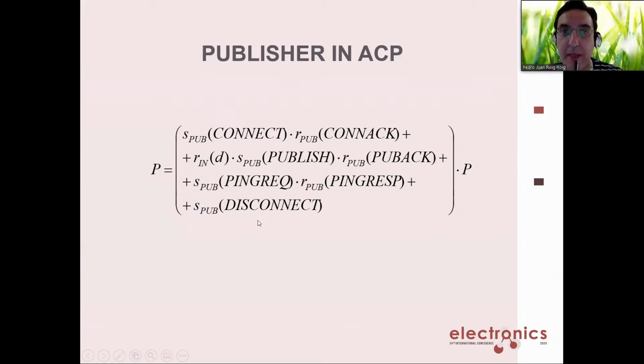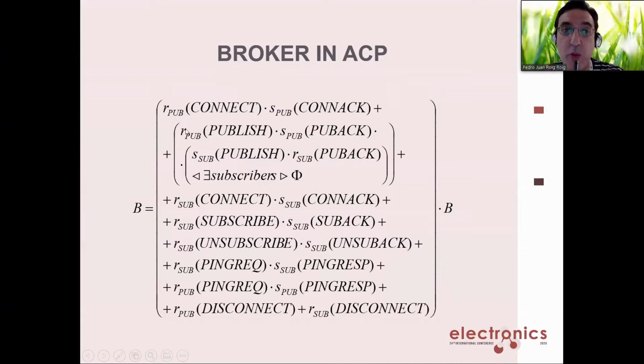Regarding the broker, it is possible for the broker to receive a connect message from the publisher. There's also a possible message where the broker receives a publish message from a publisher, and in this case, it sends the message to all different subscribers, if there are any. The broker is also waiting to receive a connection from a subscriber or different subscribers. Then it is ready to receive a subscribe message from the subscribers, or even an unsubscribe message to break the subscription. It is also waiting to receive the keep alive from the subscribers and from the publishers. And it is also possible to get a disconnect message from publishers and subscribers.